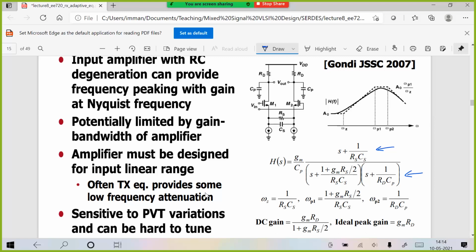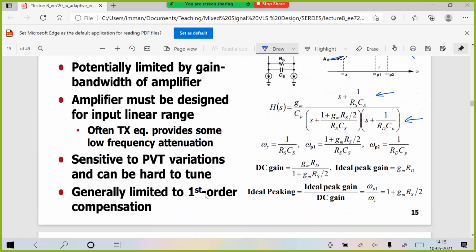So this is your DC gain, and you have the first 0 at minus 1 by RSCS. So the curve goes up. It's a high pass, and then what happens? You get the first pole, and then you have even the second pole, and therefore the response is going to look something like this. All right. So for the peaking gain, you basically take the gain at this particular point, and you get a peaking gain of 1 plus GmRs by 2. All right. Now this is a very simple circuit, but at the same time it's a very powerful circuit.